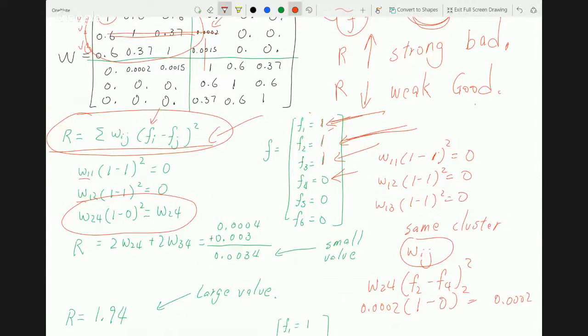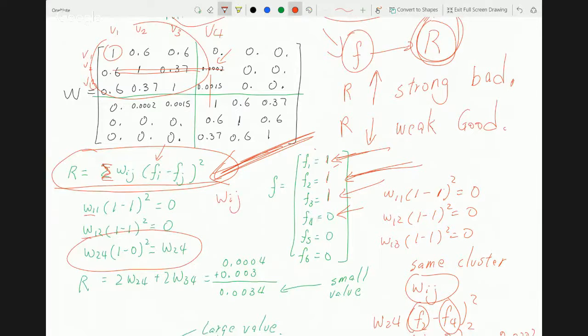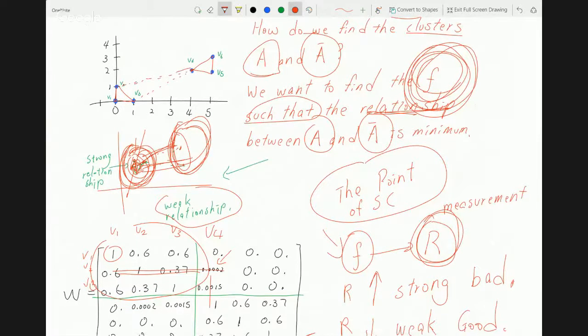You get this when the two of them are in different clusters. So what this equation right here is telling you is the summation of all the Wij's that belong in different clusters. In other words, it's the summation of these relationships. Not the ones within, but the ones right here. These ones right here. The summation of all the relationships between the clusters.